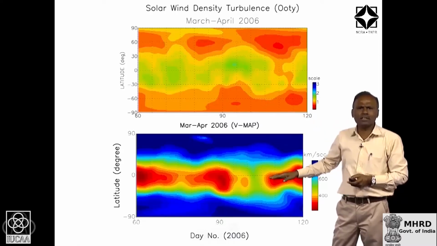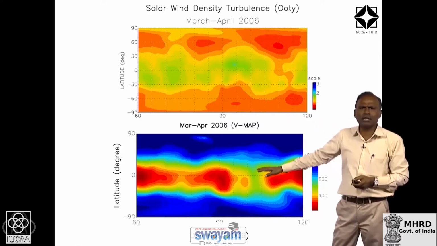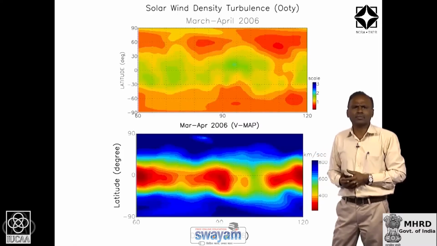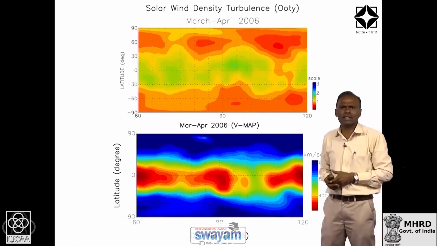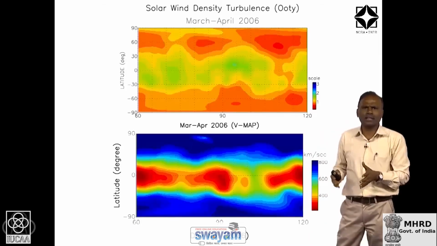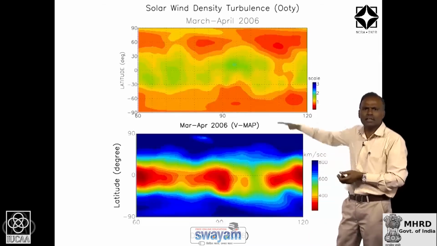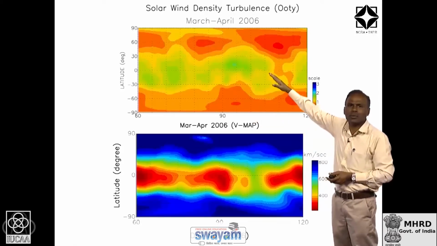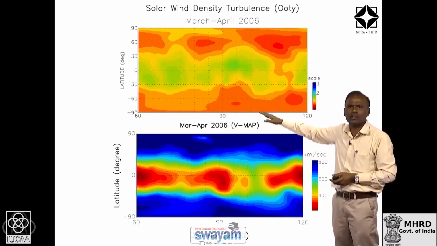So, this covers approximately something like 60 days actually. So, March and April. Okay. So, the density turbulence. So, this goes from south pole to the north pole, similarly south pole to the north pole.